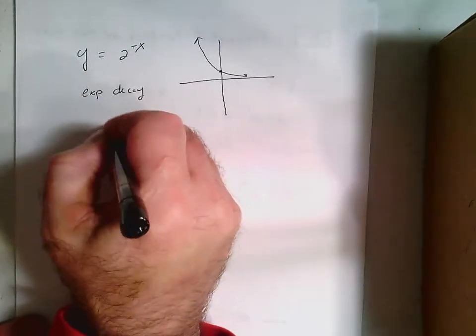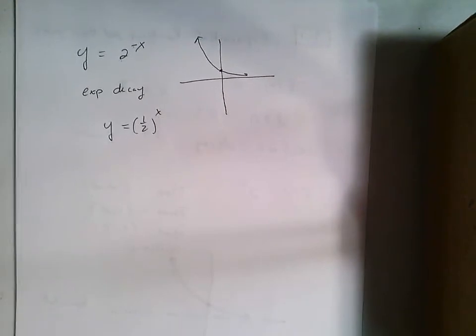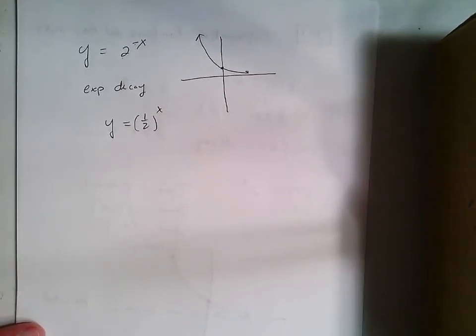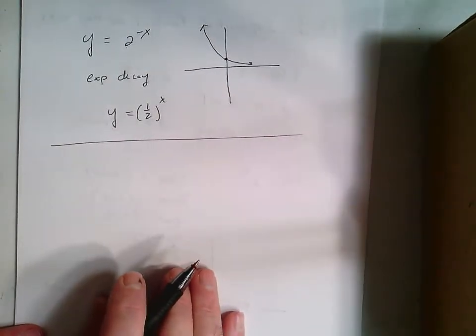Another way to write that. This would be the same graph if we did 1/2 to the x power. So keep that in mind. There's two ways to write that particular graph. Again, the transformations that we always study never change.